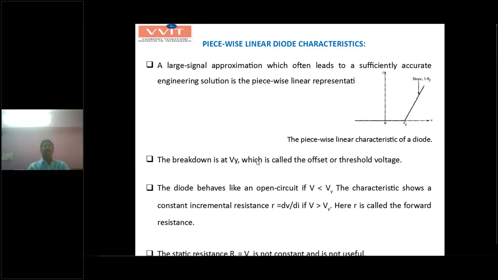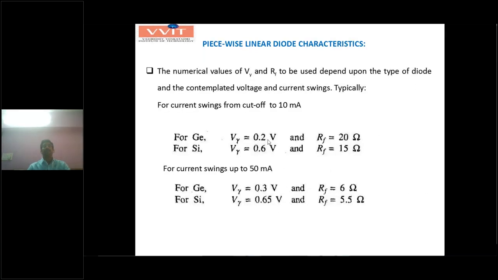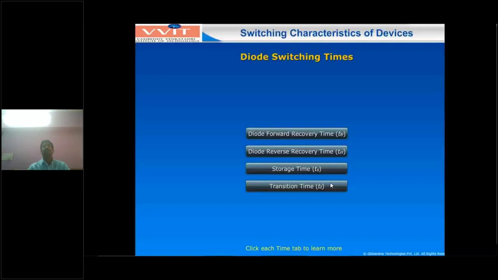So the breakdown voltage or cut-in voltage V gamma is called the threshold voltage. Whenever the input voltage is less than V gamma, the output voltage will be 0. Whenever the input voltage is greater than V gamma, the diode will be in the on condition. There is an incremental resistance dV by dI. These are some of the germanium diode and silicon diode cut-in voltages, and the forward bias condition resistance values.